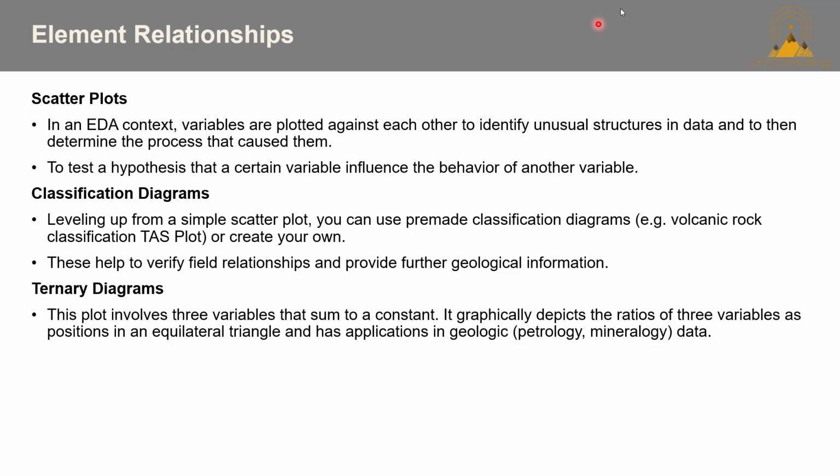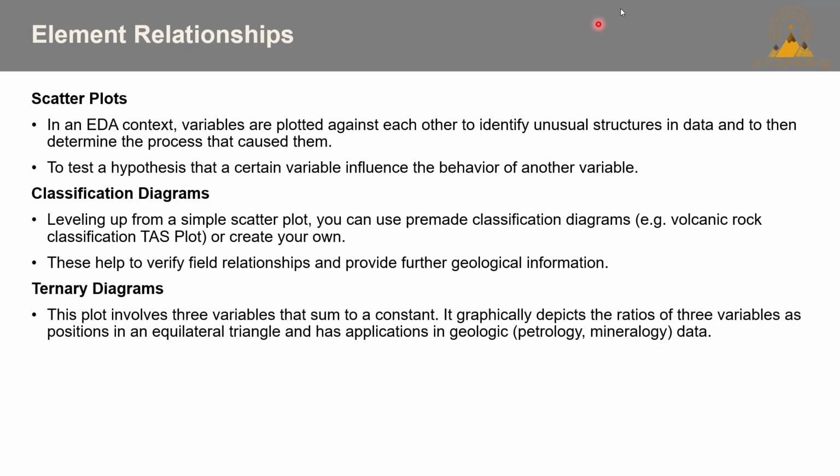So like scatter plot in an exploratory data analysis context, these variables are plotted against each other. So maybe you have gold versus silver, nickel versus vanadium. And what you're trying to do here is to identify any unusual structures in the data and then determine the process that caused them. And you're testing a hypothesis that a certain variable influenced the behavior of another variable.